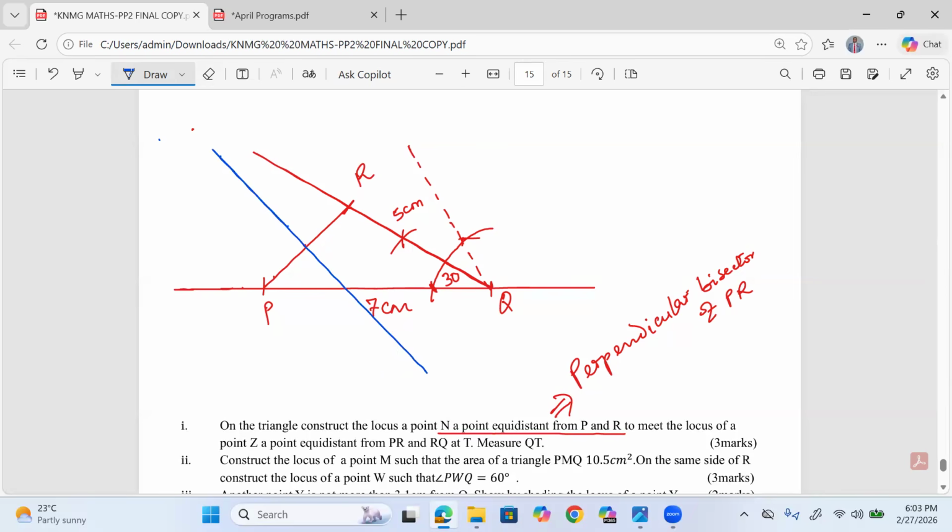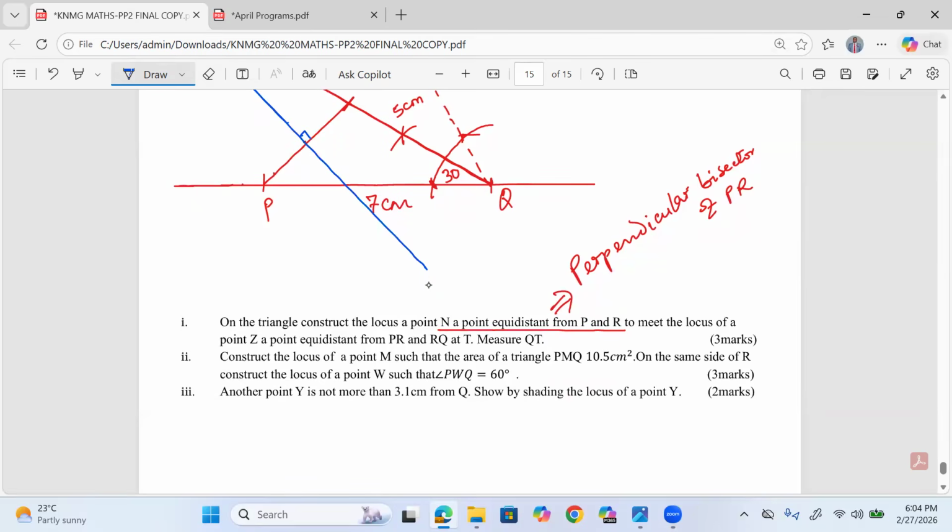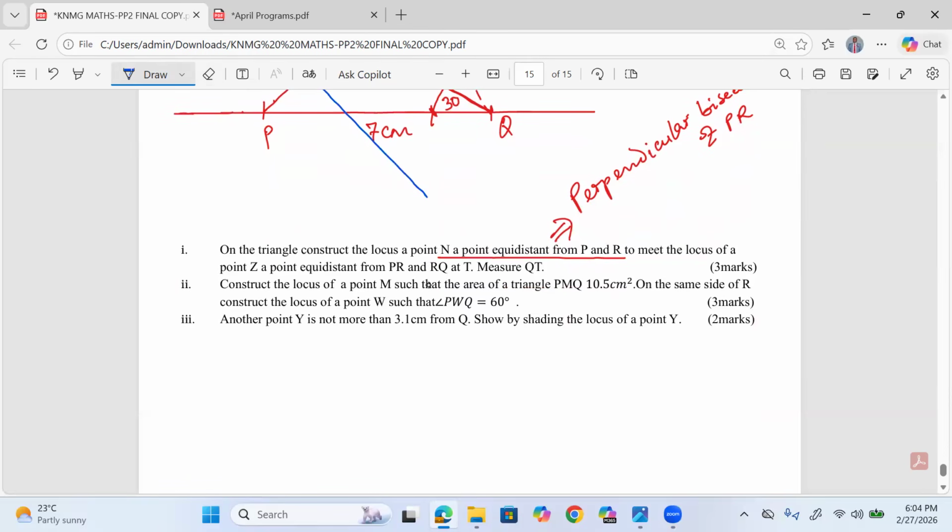This is the locus of N, a perpendicular bisector to PR. That's the locus of N. Then when we talk about a locus of points that are equidistant from two lines, PR and RQ, that means angle bisector.